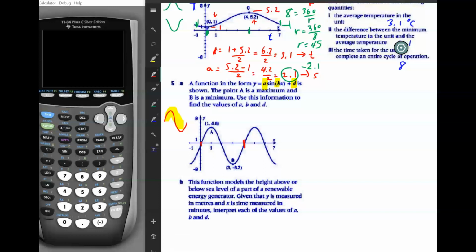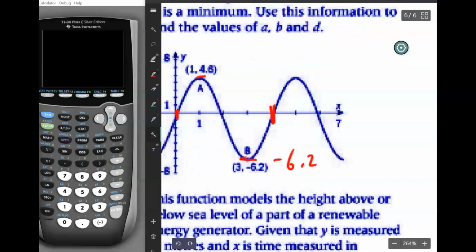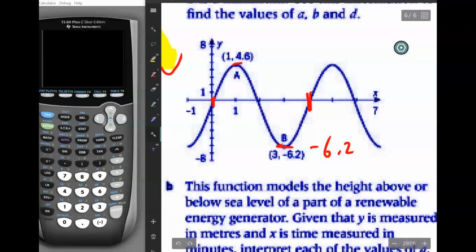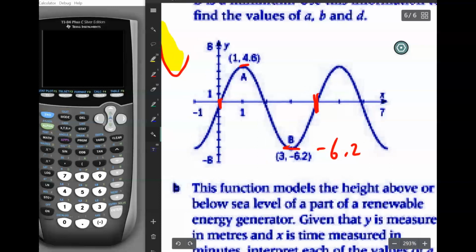All right, let's look at the heights. So the height here is negative 6.2. The height here appears to be 4.6, but it's kind of hard to see, isn't it? So I'm going to write 4.6. I think that's 4.6. So if I want to find the d value, what I do is I add the two together and then I divide by 2. So I would do 4.6 plus negative 6.2 and divide by 2.